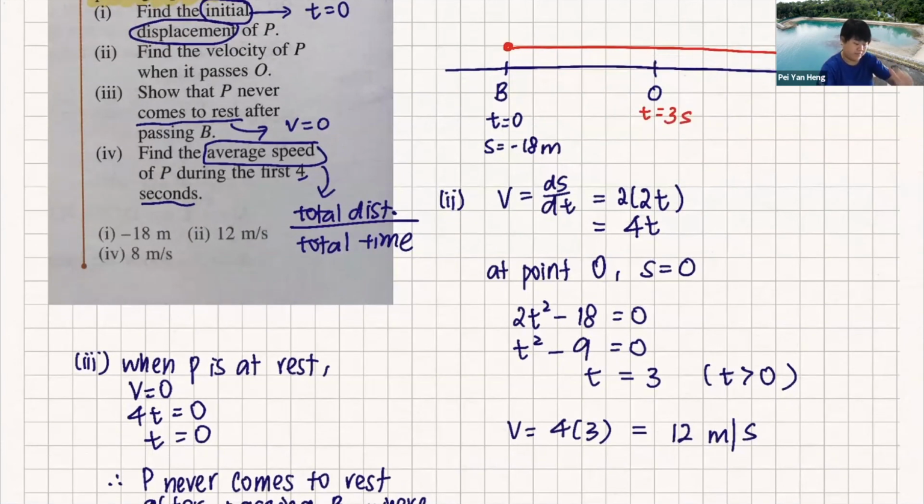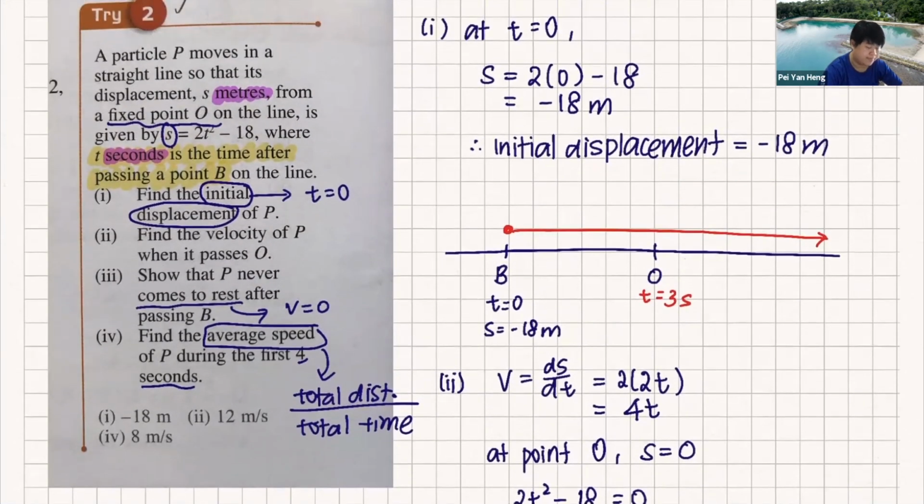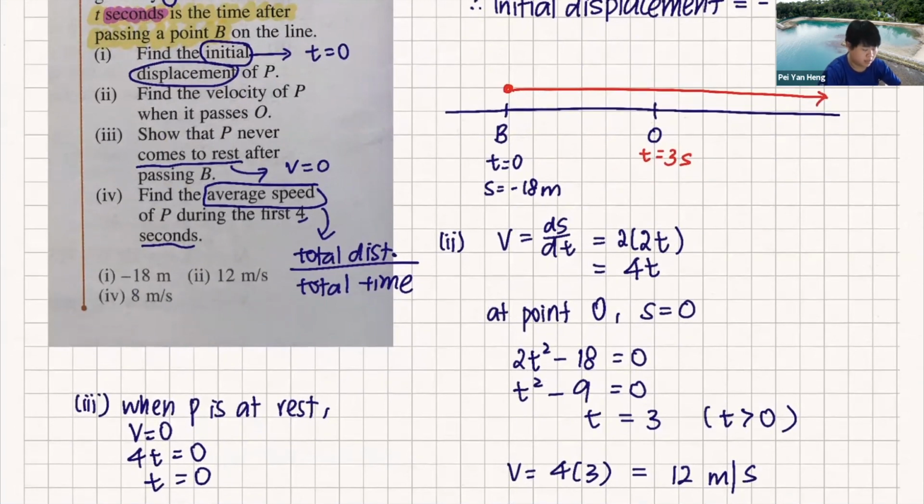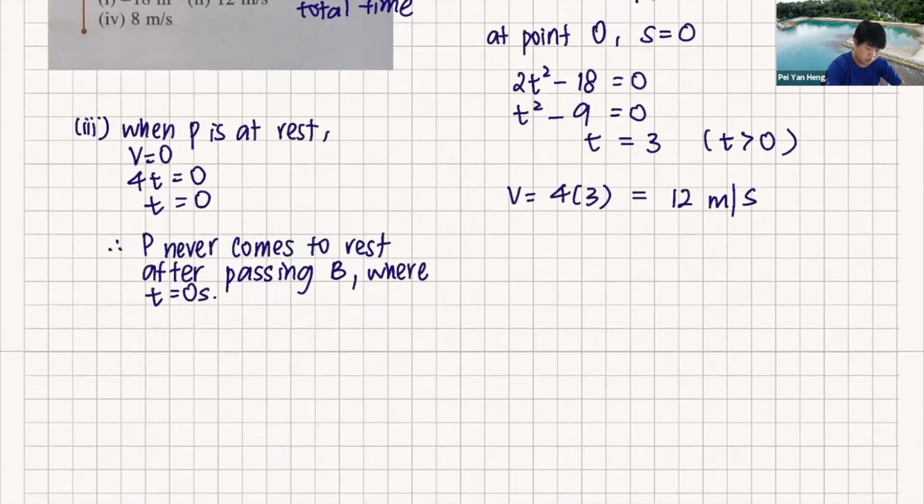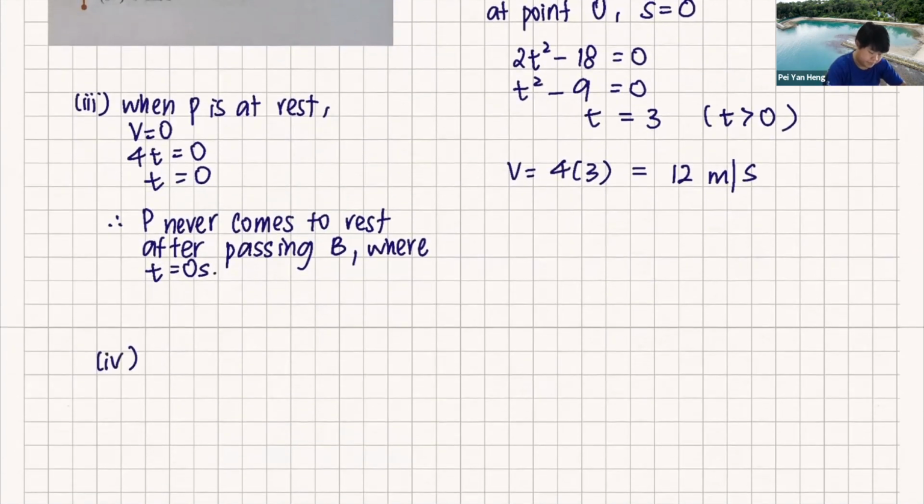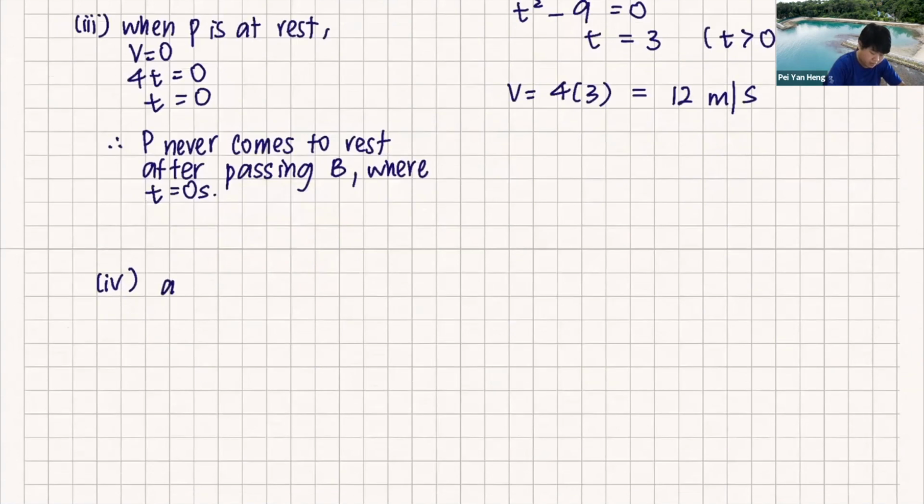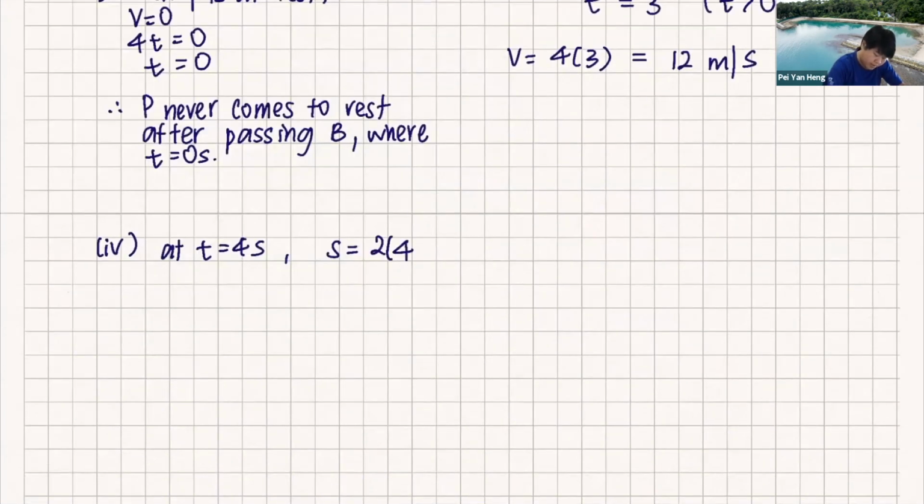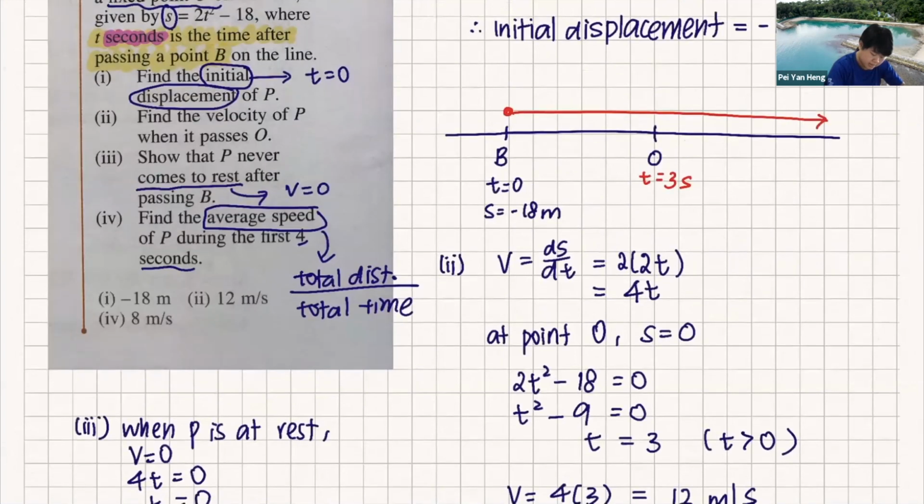So they want the average speed, which means we have to calculate the total distance. Since the displacement equation given starts at B, we don't have to take into consideration when it turns at any other values. So for part 4, at t equals 4, S would be 2 times 4 squared minus 18.